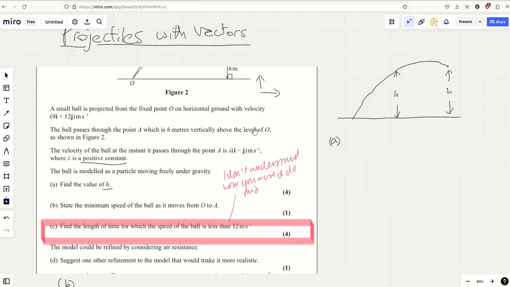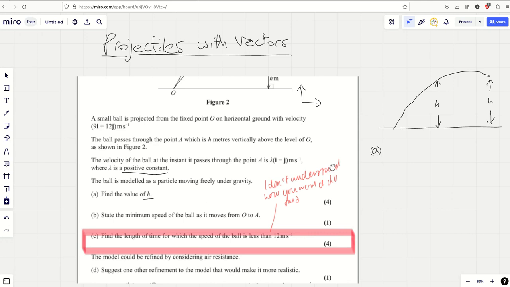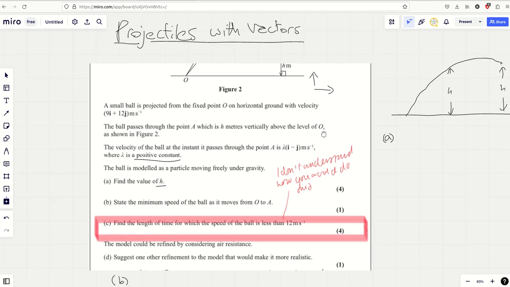A couple of mechanics questions, so good for you for looking at mechanics and maybe stats, even though pure is coming up first. It's important not to forget these. The hardest paper really is the applied, if you ask me.